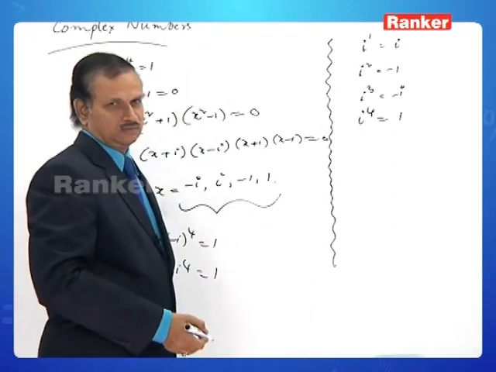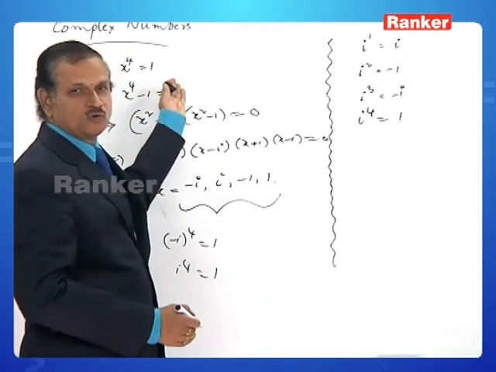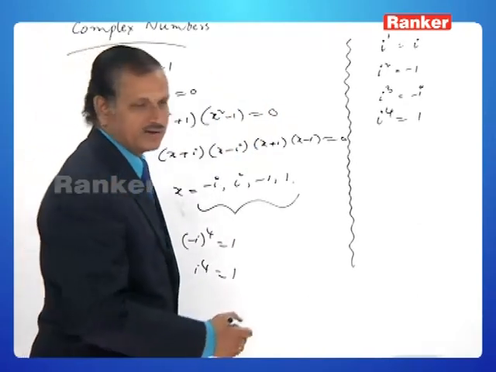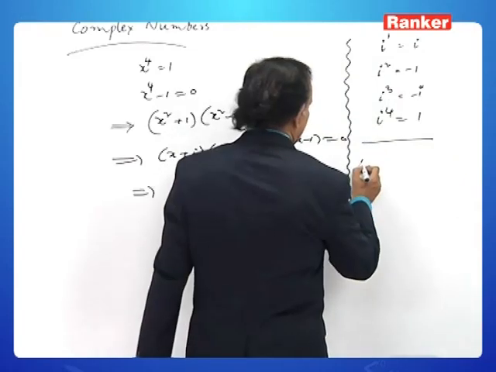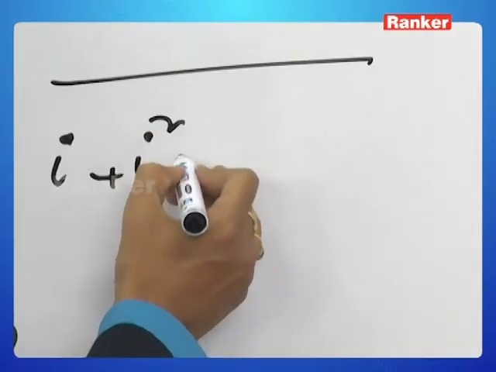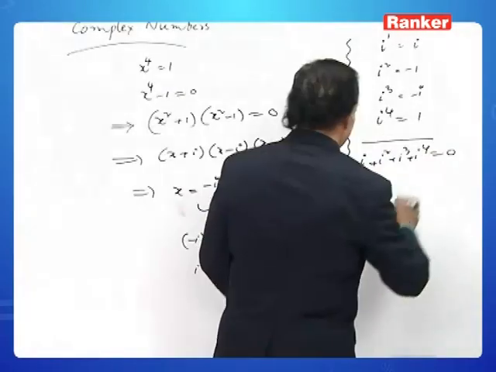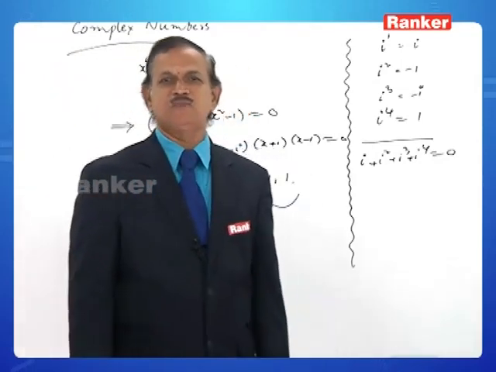There is 1. Not only that, i is a fourth root of unity, that is a root of the equation x power 4 is equal to 1. Hence it should satisfy that equation. So i power 4 is equal to 1. Now you add all of these things. What is going to happen? i plus i square plus i cube plus i power 4 is equal to 0. That is a good symptom for us to state so many important concepts.